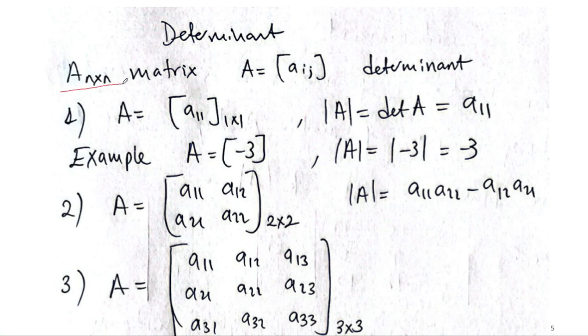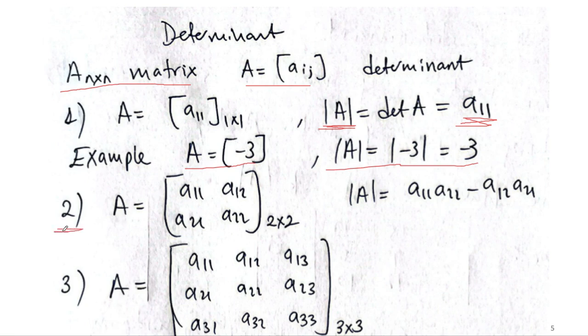Suppose we have matrix A, n by n, and then we denote the elements of this matrix as a_ij. Then first, if A is a 1 by 1 scalar, then the determinant of this scalar, which can also be written as a 1 by 1 matrix, equals the scalar itself. So the determinant of, for example, minus 3 equals minus 3. Okay, it is equal to itself because it's just a scalar number.